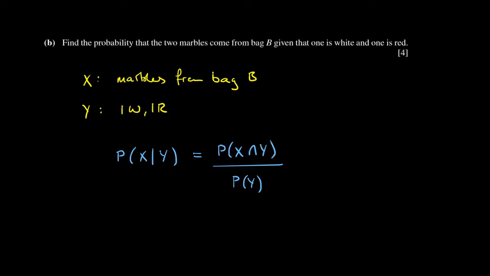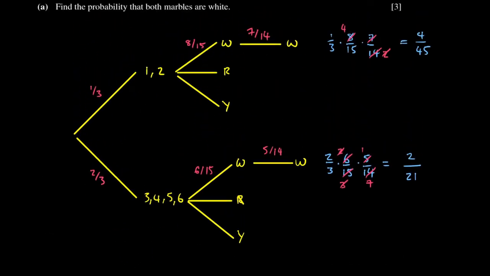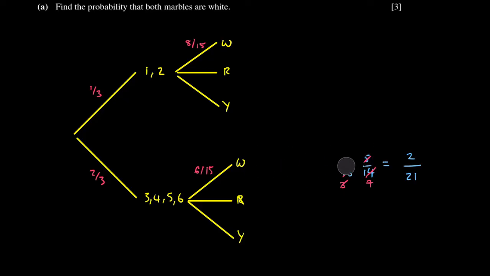And also we need to find the probability of y in general, which is the probability that one is white and one is red. Okay, so let's go up to our diagram. I think what I'm going to do now is amend this diagram. All right, so let's get rid of all that. Not interested in that anymore. What are we now interested in?